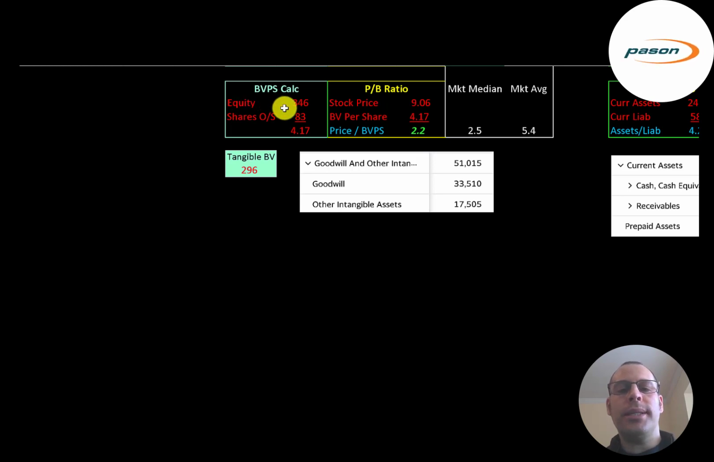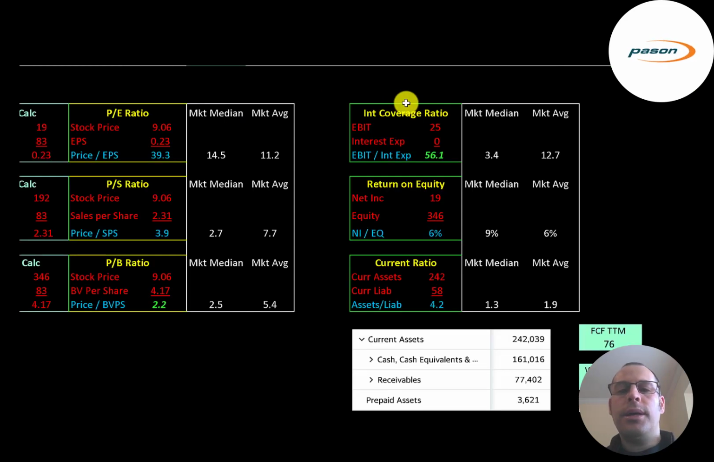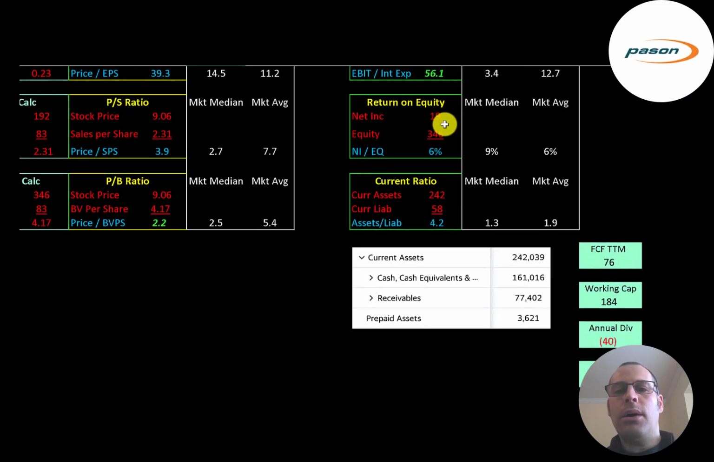And they have $346 million of equity, $300 million of tangible equity, since they have $51 million of intangibles on their balance sheet, $33 million of goodwill, and $17 million of other. Interest coverage ratio is EBIT over interest expense. They can easily cover their interest payments. They don't have much debt. ROE is net income over equity. They're at 6%. They have a pretty low ROE.